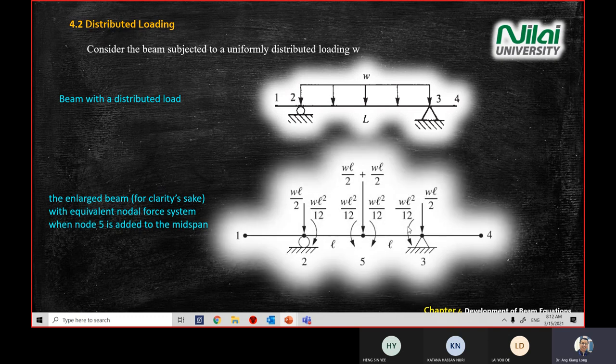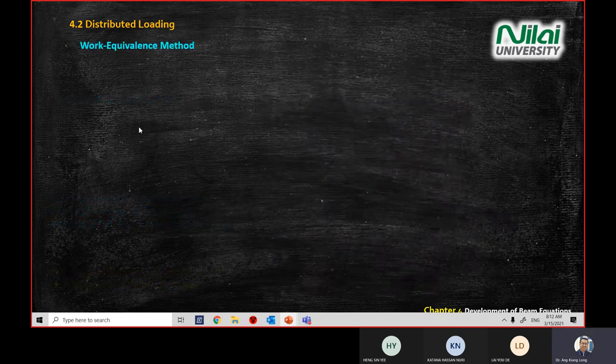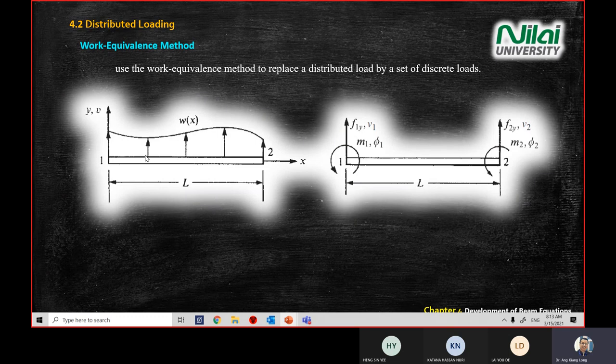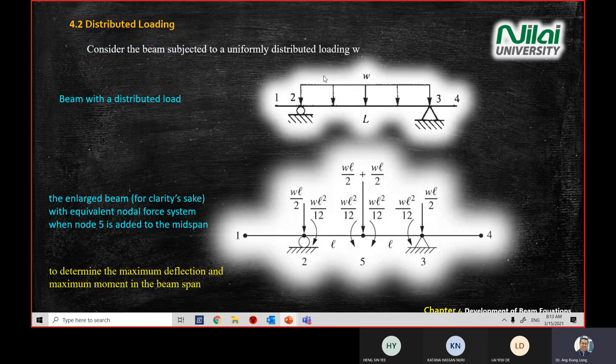convert it into the moment and the force load, right? The next thing for today is the work equivalent method, where we will use a work equivalent method to replace the distributed load. As you can see on the screen, on the left-hand side, we have a distributed load which is not uniform. Just now, the photo that you saw was a uniform distributed load where from 2 to 3, the load is distributed evenly.